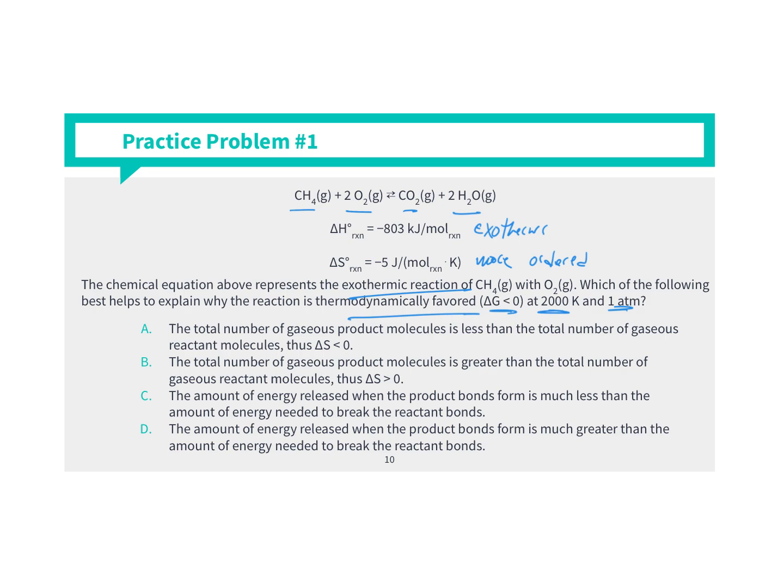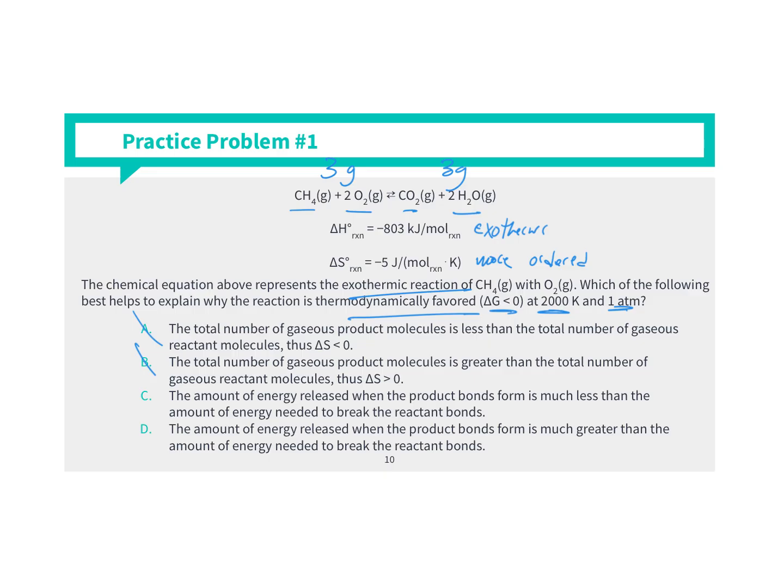So it says the total number of gaseous product molecules is less than the total number of gaseous reactant molecules. Well, if we look, we have on this side 3 gas molecules, and on this side we also have 3 gas molecules. So A can't be the answer. B says the total number of gaseous product molecules is greater than the total number of gaseous reactant molecules. That also isn't true because they're the same. So it has to be either C or D.